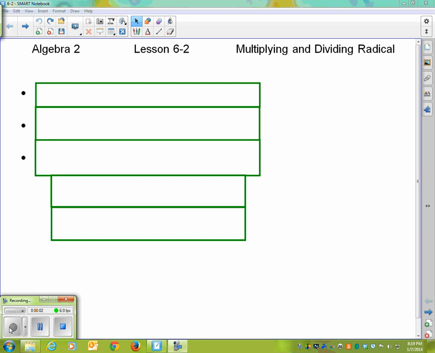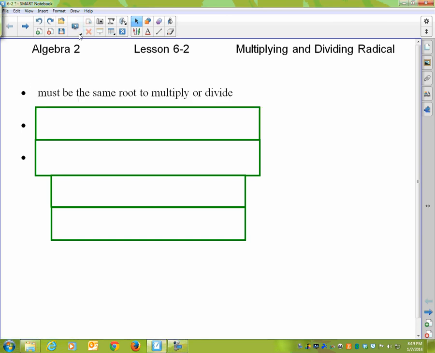Welcome to Lesson 6.2, Multiplying and Dividing Radical Expressions. In this first segment, we're simply going to deal with multiplying the expressions. There's a few things for us to look at. First off, in order to multiply or divide, the two terms have to have the same root. For example, they both have to be square roots, or they both have to be the cube root.